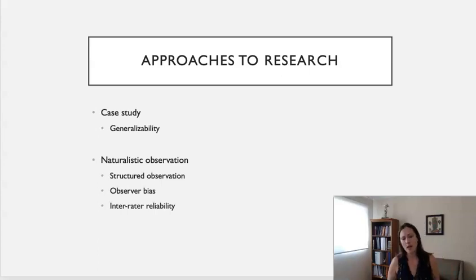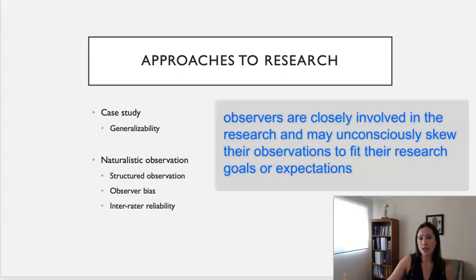One thing to think about with observations is observer bias. You have to be careful about observer bias. Observer bias is when you have people who are the observers, and they're closely involved in the research. They might unconsciously skew their observations to fit their hypothesis, their expectations for the research.